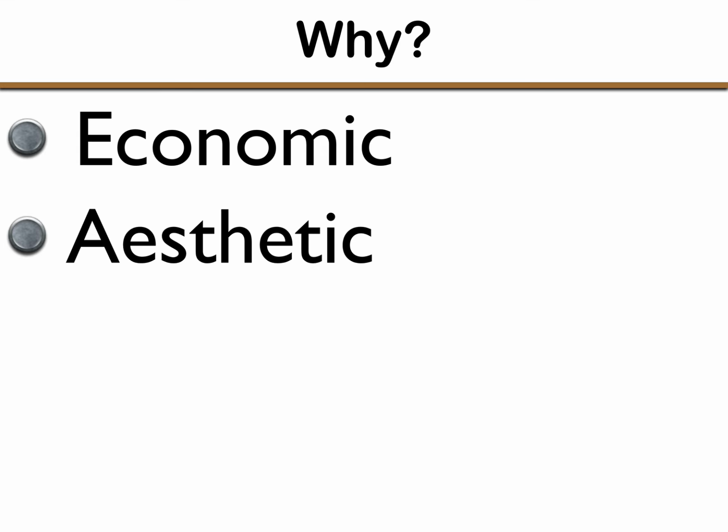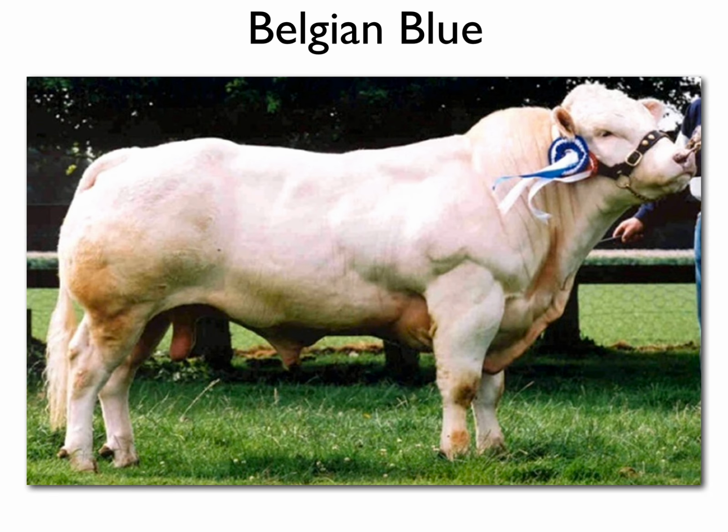So what are these traits you're selecting for? Well, typically they come under two broad categories, traits that either have economic value or aesthetic value. And most of the time, it's going to be economic value. But I'll show you some examples of each. So this is a good example of economic value. It is a domestic breed of cow. It's called a Belgian Blue. It weighs a ton or more, which you could probably tell just from looking at this thing.